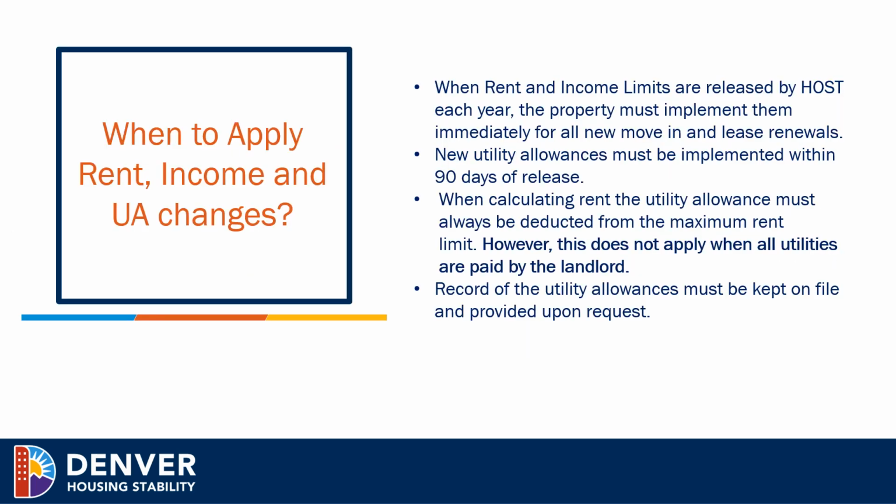When rent and income limits are released by HUD each year, the property must implement them immediately for all new move-in and lease renewals. New utility allowances must be implemented within 90 days of release. When calculating rent, the utility allowance must always be deducted from the maximum rent limit. However, this does not apply when all utilities are paid by the landlord. Record of the utility allowance must be kept on file and provided upon request.